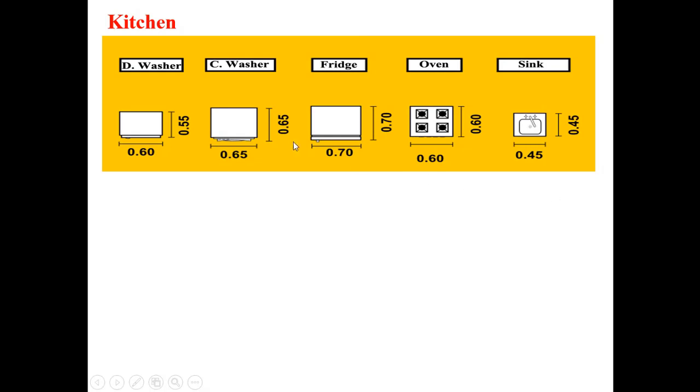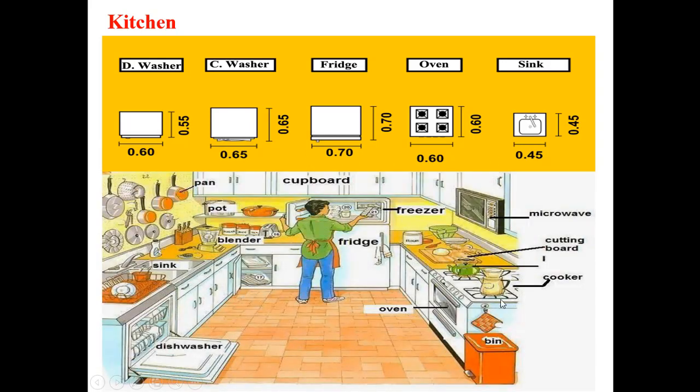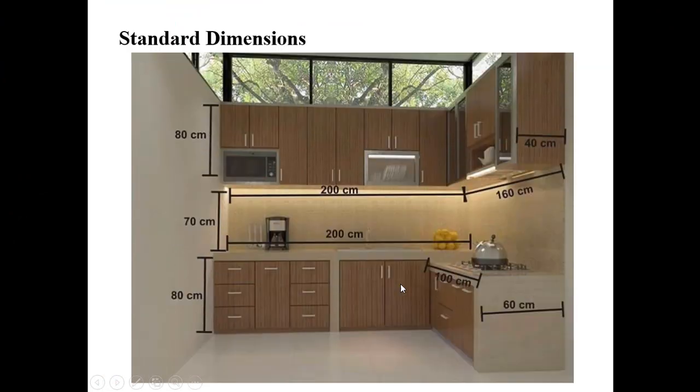Kitchen. The devices in the kitchen are the dishwasher, its dimension, washer, its dimension, fridge, its dimension, oven, its dimension, and sink, its minimum dimension. These are the minimum dimensions which you must have, and this is the arrangement of the devices inside the kitchen. This is the standard dimension.